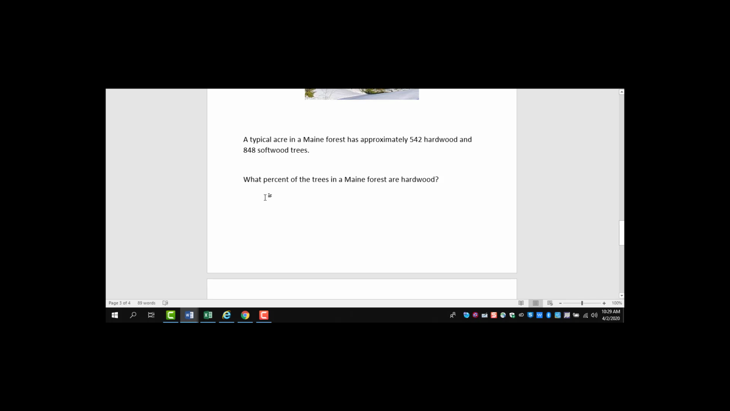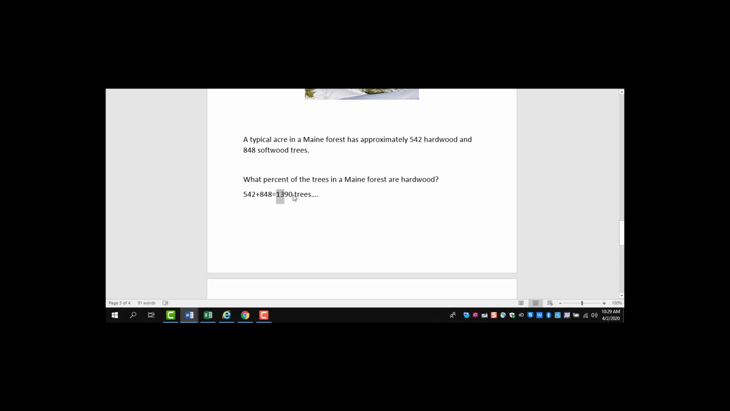So what we're going to do here is just take the 542 and add it to the 848. And we're going to get 1390 trees. So that's the total, because there's only two kinds of trees, either hardwood or softwood. It's like there's only two kinds of students, either boys or girls. So if you add boys and girls, you get students. You add hardwoods and softwoods, you get trees.